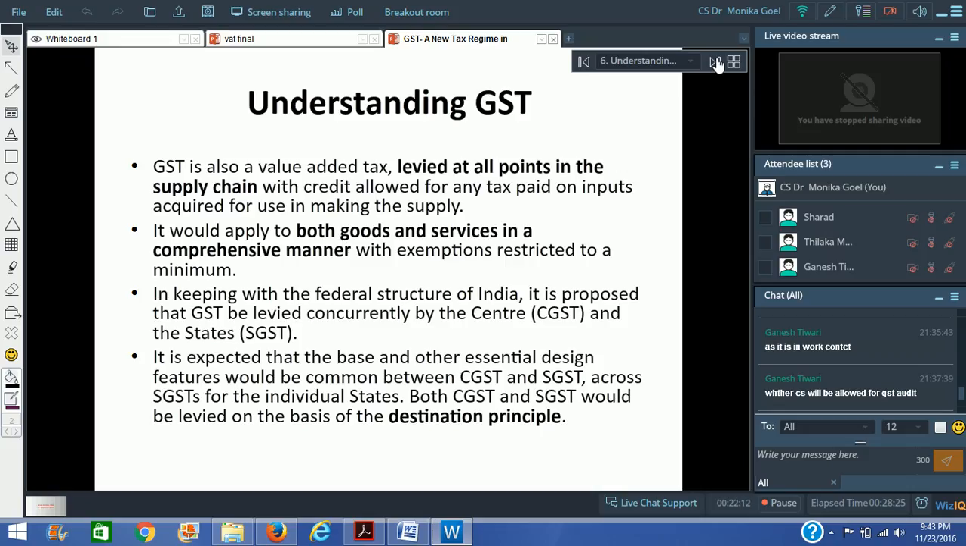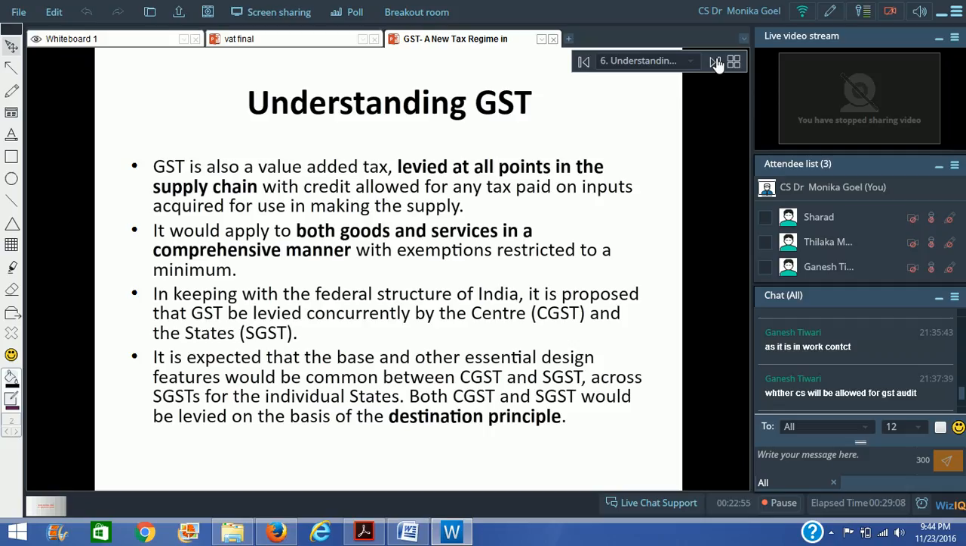And under GST, this VAT has to be merged with the SENVAT. What is happening in GST? In GST, this VAT has to be merged with SENVAT. Okay? So GST is also a value-added tax, because VAT is a value-added tax and SENVAT is also a value-added tax. And in this, whatever taxes will be levied at all points of the supply chain, whether at the stage of the manufacturer, the sale by the wholesaler, or the stage of the retailer, at every stage, tax should be levied only on the value addition.